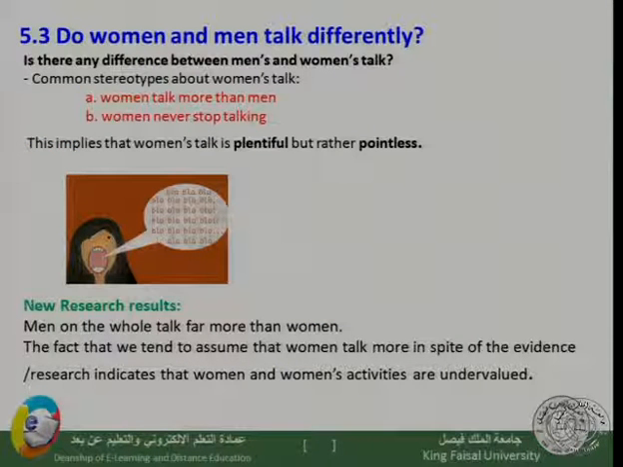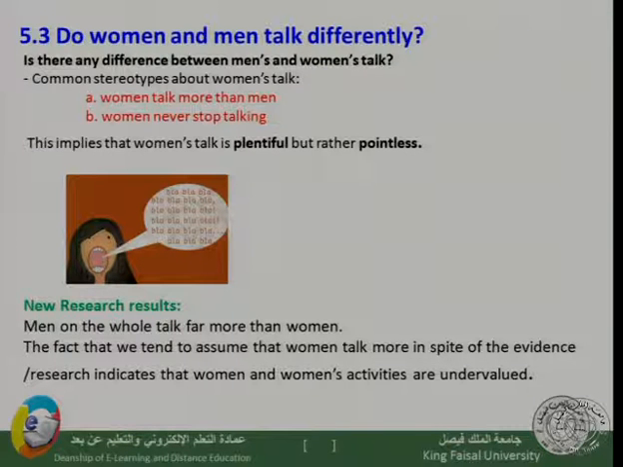Now we move to the topic of: do women and men talk differently? Is there a difference in the way women and men talk, or do they have a common way of talking? So the question we need to discuss is, is there any difference between men's and women's talk? There are common stereotypes about women's talk. Nowadays, even in Arabic culture, one of the stereotypes against women is that they talk a lot. Women talk more than men, and women never stop talking. This is what we usually stereotype women as in our society.